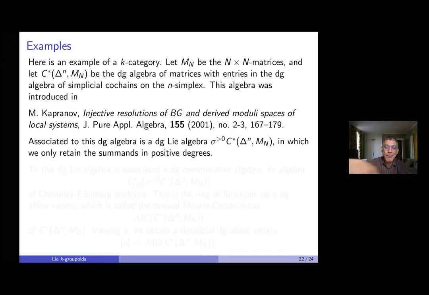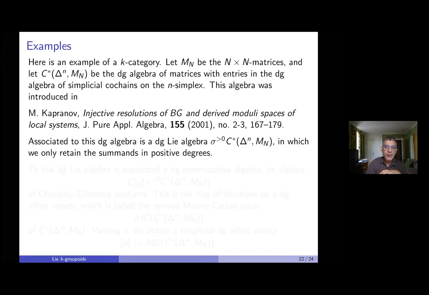So Kapranov has the following idea. We can take the normalized cochains on the n simplex with values in the n by n matrices. Or in other words, I can take n by n matrices of the algebra of normalized cochains on the n simplex. This algebra on delta n is a finite rank differential graded algebra. It goes from dimension zero up to dimension n. In dimension zero, it's n plus one dimensional, in dimension n, it's one dimensional, and in between it's given by binomial coefficients. So it's some very concrete differential graded algebra, and we take n by n matrices in that.